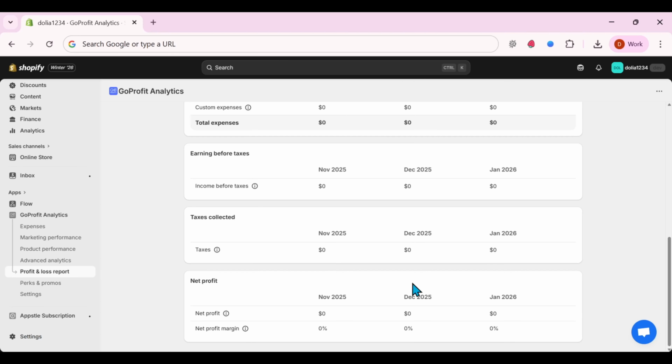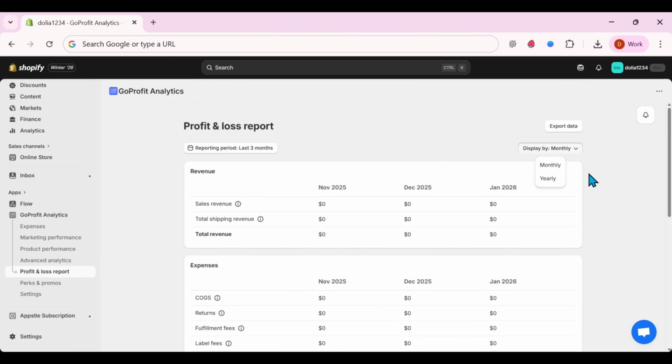Finally, the net profit section summarizes your profitability, including net profit amount, net profit margin, making it easier to understand your overall business health. Currently, the report supports monthly and yearly views.